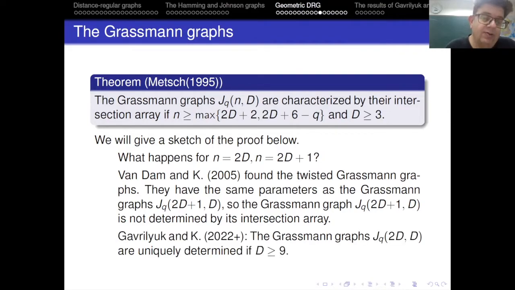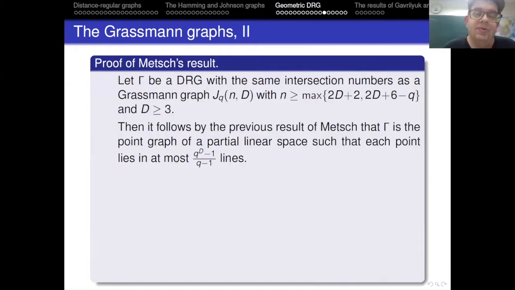So with Gavrilyuk, we showed that the Grassmann graphs J_q(n, D) are uniquely determined if D is at least 9. For q at least something, we can lower that to D at least 6, but I didn't want to put the precise statement. It's not that important whether D is at least 9 or a little bit different. I don't think that is that important. So now we will look at the proof of Klaus Metsch.